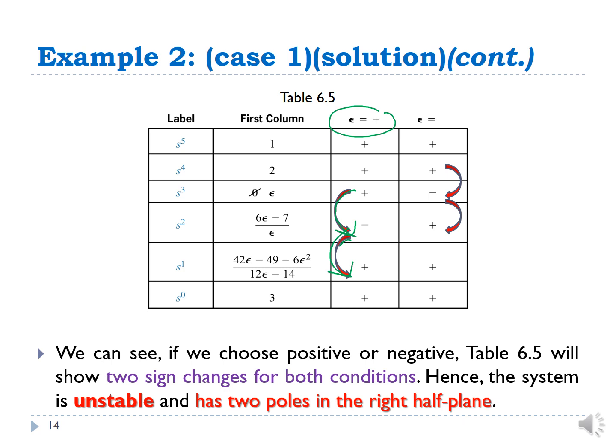Alternatively, we can choose a negative epsilon. If epsilon in the first column is replaced with -1, table 6.5 will show a sign change from s power of 4 to s power of 3, and there will be another sign change from s power of 3 to s power of 2 row. The results will be exactly the same as for a positive epsilon. Hence, the system is also unstable and has two poles in the right half plane.